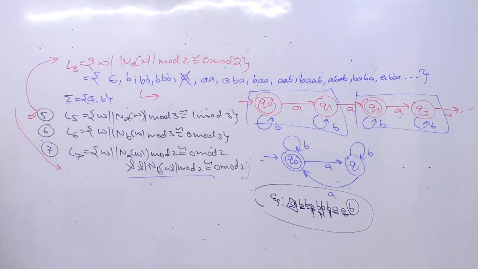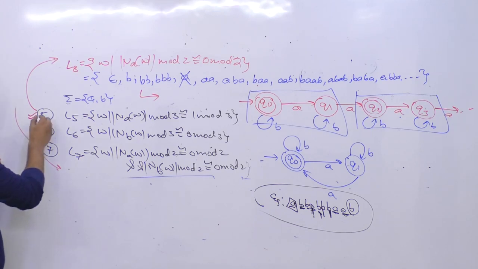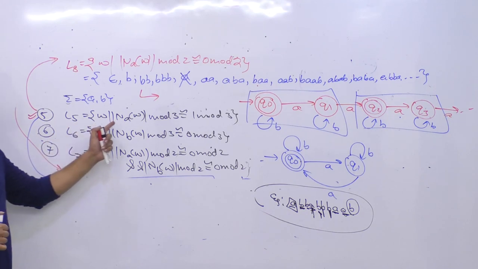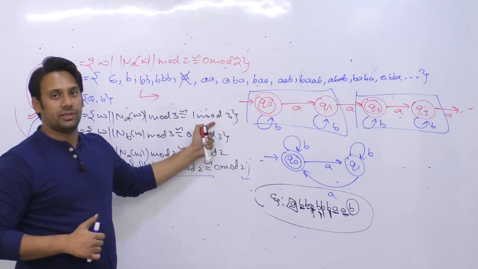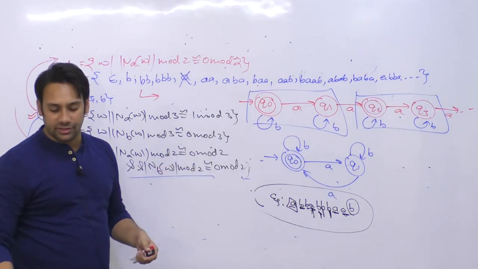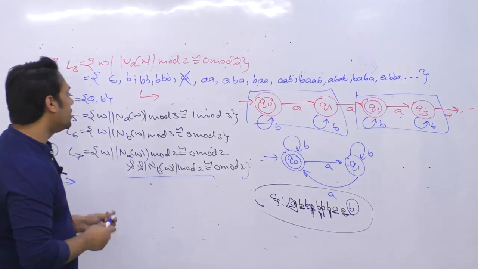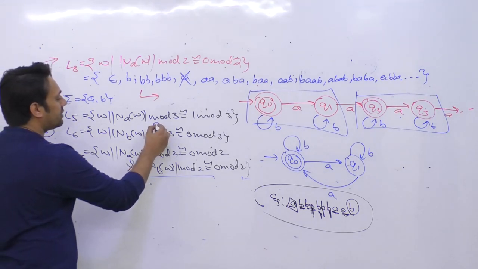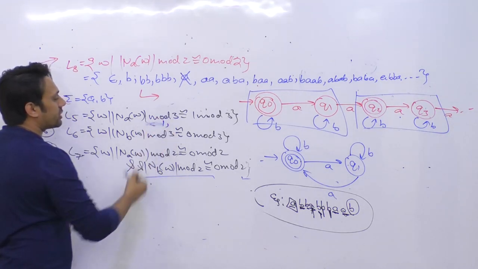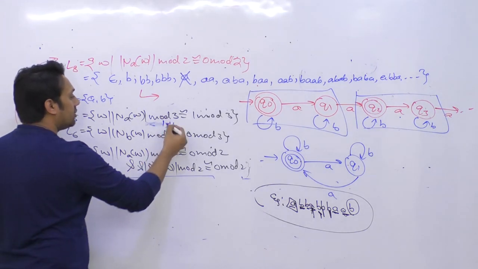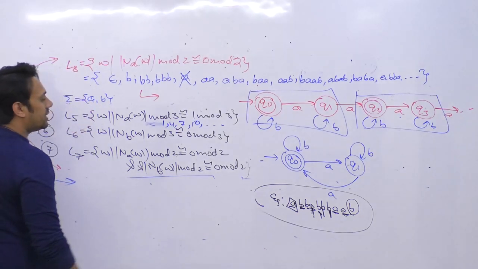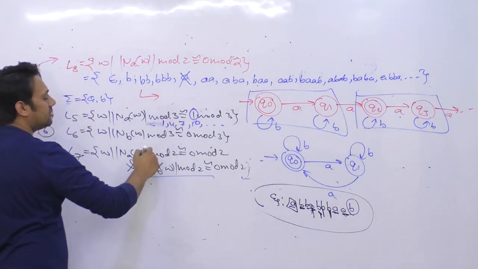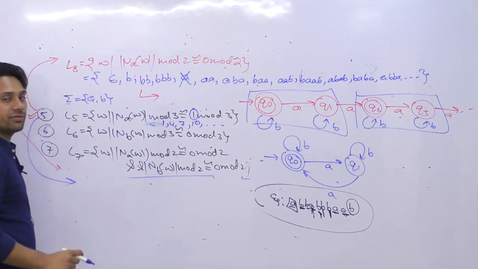So, in the next problem, what we are trying to do here is that if you divide the number of A's by 3, the remainder should be 1. That means if you divide the number of A's by 3, the remainder will always be 1. So how many A's can be there? You can have a single A, and you can have 4 A's, and you can have 7 A's, and you can have 10 A's and so on. So basically whenever you divide it, you should always have this many A's.